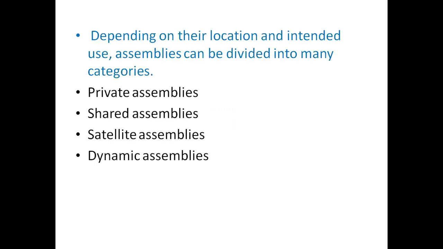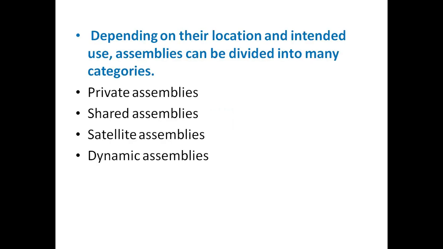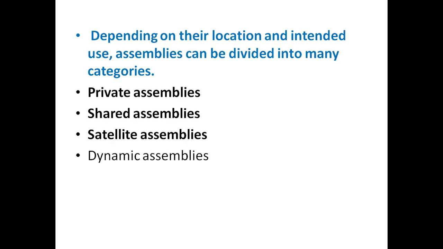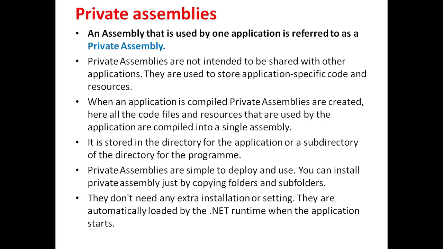Here we will see different types of assembly in .NET. Depending on the location and use, assemblies can be divided into many categories: private assemblies, shared assemblies, satellite assemblies and dynamic assemblies. An assembly that is used by one application is referred to as a private assembly.